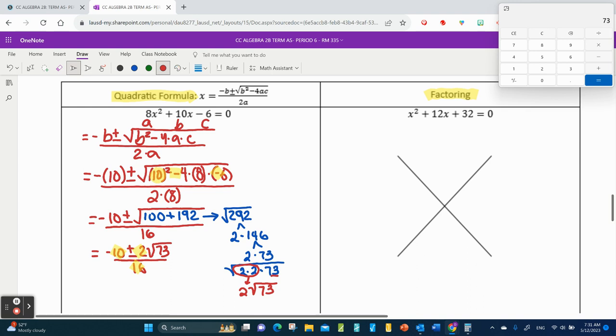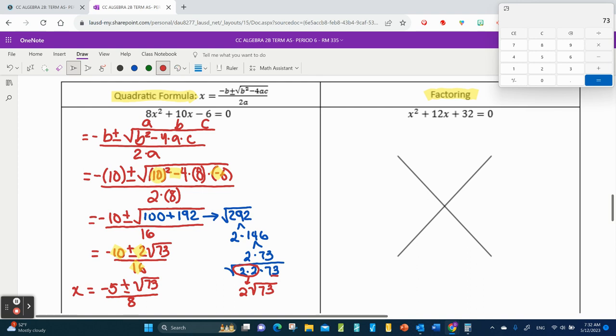Now, what that means is that I'm allowed to now rewrite this answer as x equal to, so half of 10 is negative 5, plus or minus half of 2 is 1, so this turns into square root of 73. I don't really have to put the 1 in there. And half of 16 is 8. And this, in fact, becomes my final answer: negative 5 plus or minus square root of 73 over 8.